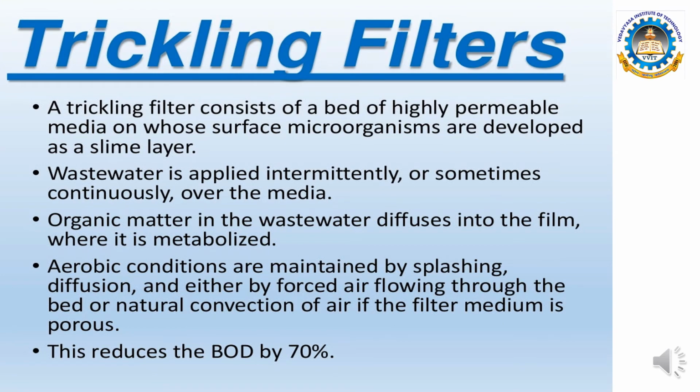We shall simply discuss the trickling filter, one of the secondary treatment processes. A trickling filter consists of a bed of highly permeable media on whose surface microorganisms have developed as a slime layer. Wastewater is applied intermittently or sometimes continuously over the media. Organic matter in the wastewater diffuses into the film where it is metabolized. Aerobic conditions are maintained by splashing, diffusion and either by forced air flowing through the bed or natural convection of air if the filter medium is porous. This reduces the BOD by 70%.